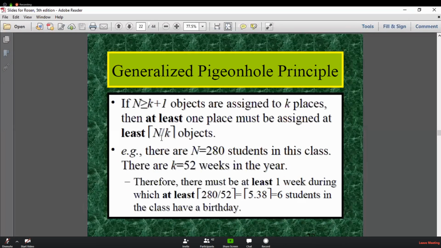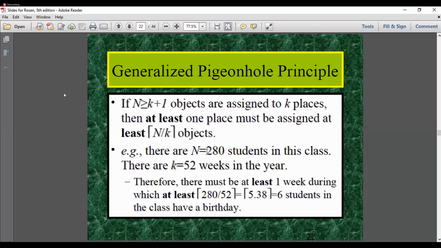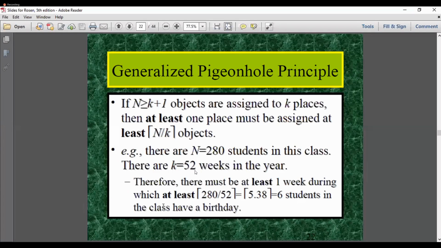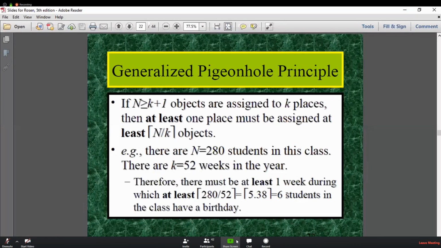So let's apply this statement to this problem. N equals 280 students in the class. There are k equals 52 weeks in the year. The problem is at least 1 week during which the birthday will be the same. So we are talking about birthdays week-wise. With k equals 52 weeks, at least 1 week during which, n by k, n is 280 and k is 52. So 280 by 52, its floor value. The floor value is coming 6. So 6 students in the class have a birthday within a certain week. That is ensured and must happen; any other situation is quite possible, but that is the one that is ensured. So that is the approach of the generalized pigeonhole principle.